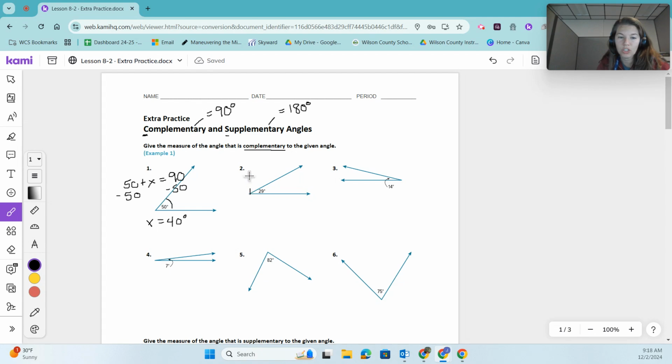Sometimes you can draw a little picture there to help you recognize you're doing complementary angles; these equal 90. Again, you're going to solve this one the exact same way. So some number we don't know plus 29 is going to equal 90, because we're looking for complementary. Subtract my 29 from both sides, and we get x equals 61 degrees. You can try these other ones on your own by setting up that one-step equation and solving.